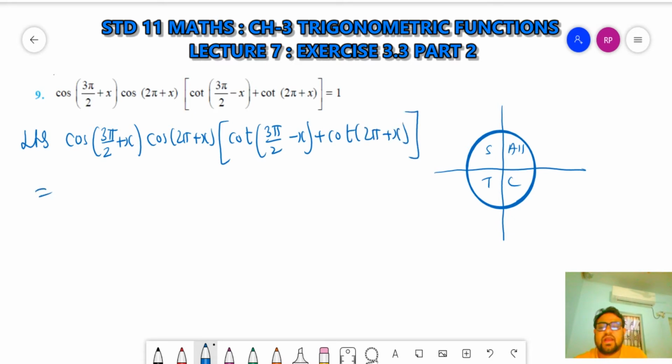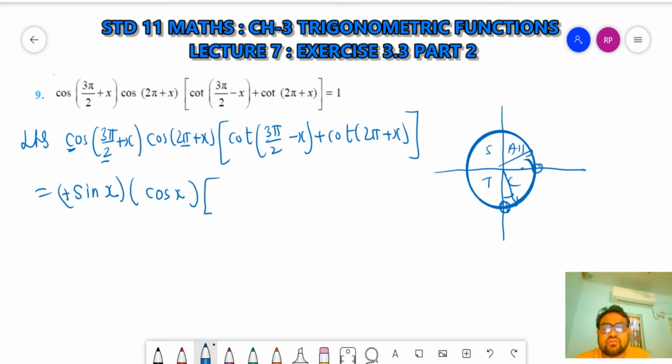First, 3 pi by 2. With 3 pi by 2 shift, cos converts to sine, so it will be sin x. Where is 3 pi by 2? It is at this place. Plus, so anticlockwise, in the fourth quadrant. In the fourth quadrant, cos is positive, so here I will write plus sin x. Cos(2 pi plus x): 2 pi shift, so we will not change, cos x. Plus, anticlockwise, first quadrant, where all are positive, so plus.